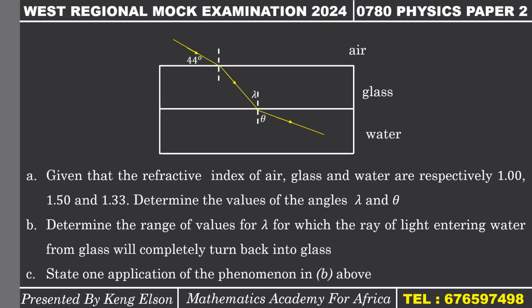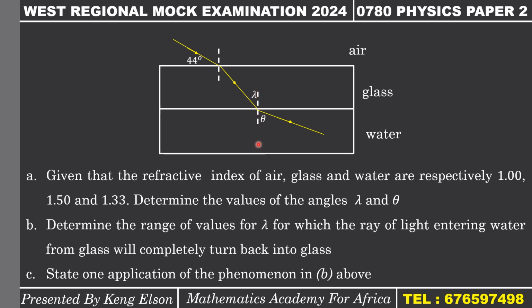So in this video we are going to be solving a question from the West Regional Mock Examination of 2024 Physics Paper 2. This question was on optics and the question reads: we have a diagram displayed to us, and this diagram explains how a ray of light is leaving from air. It is incident on the surface of glass at an angle of 44 degrees with the surface of glass. Then once it enters into the glass medium, it is being refracted, and then it now enters the surface of water at an angle of lambda with the normal.